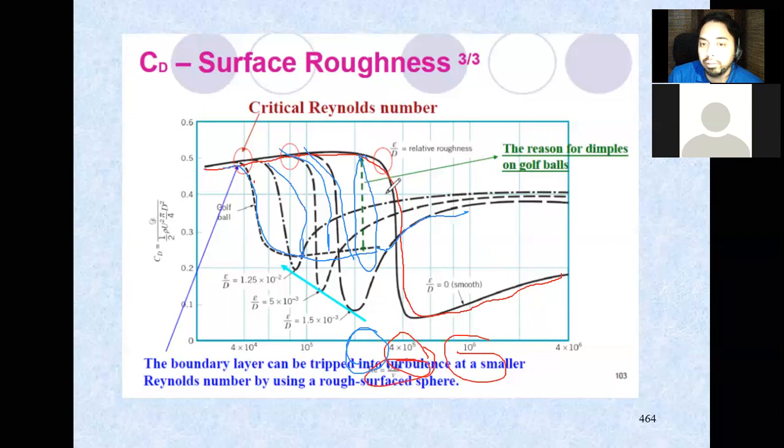I mean, if you use the smooth ball, you need to reach this region to be able to have less drag. But with the surface roughness, you can reduce your drag even at the lower Reynolds number. And it's because there is turbulence created at the boundary layer that delays the separation and then causes the decrease in the pressure drag.